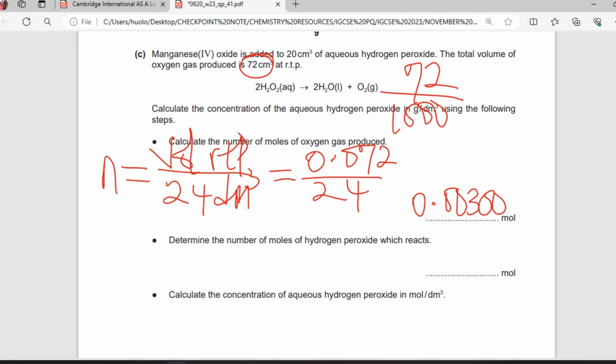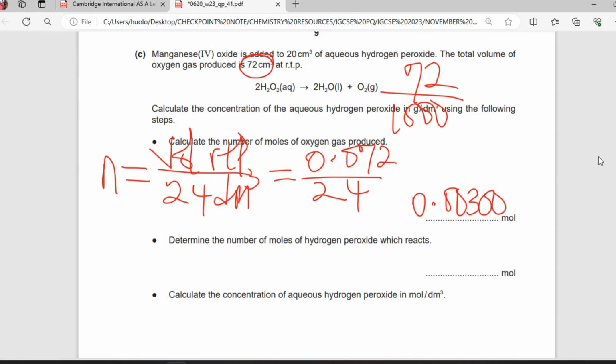That's correct. You could also do 72 over 24,000. In other words, you convert the 24 dm cube to cm cube, and you get the same answer because the units are the same. Now we make progress. Determine the number of moles of hydrogen peroxide which reacts.